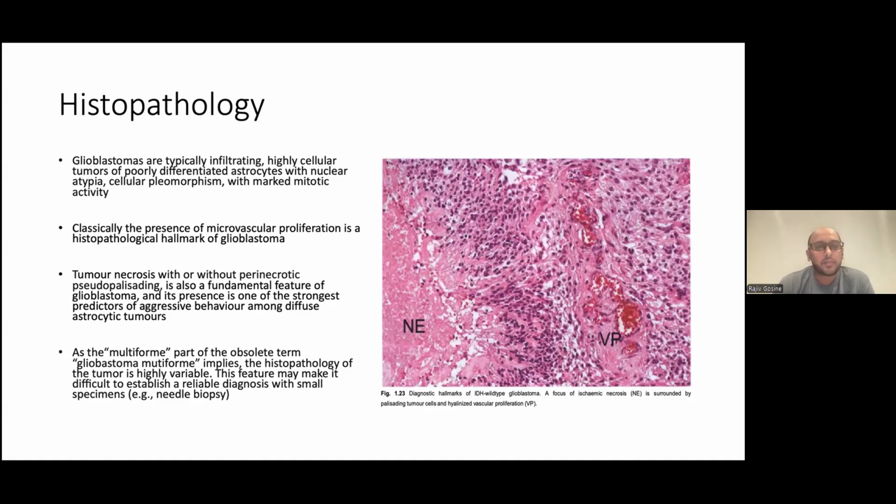As the multiforme part of the obsolete term glioblastoma multiforme implies, the histopathology of the tumor is highly variable, and this feature may make it difficult to establish a reliable diagnosis with small specimens, such as those taken by biopsy. If we look at the H&E stain of the glioblastoma before us here, we can see NE is over the necrotic part of the tumor. VP corresponds to the vascular proliferation. And in between the two, you can see the multiple palisades of these poorly differentiated pleomorphic cells.